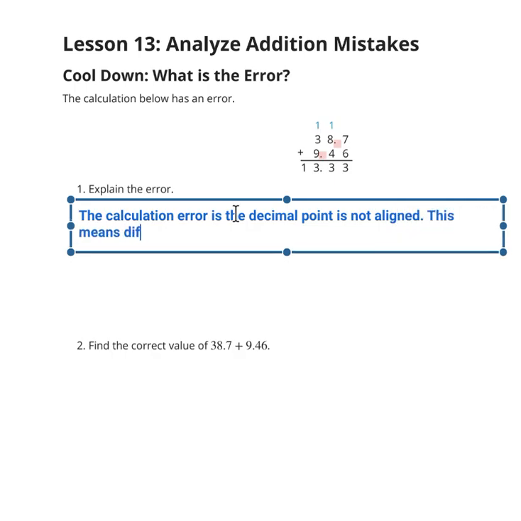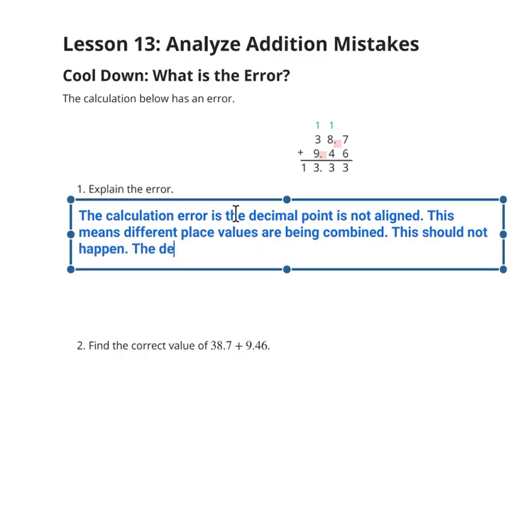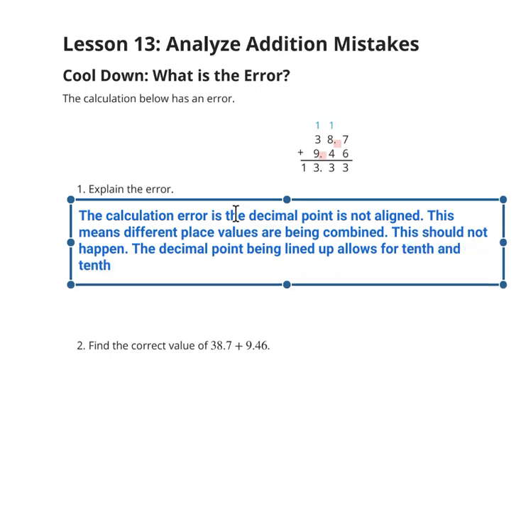So the calculation error is the decimal point is not aligned. This means different place values are being combined. This should not happen. The decimal point being lined up allows for tenth and tenth digits to be added and other values similarly. Okay, we could write something like that.